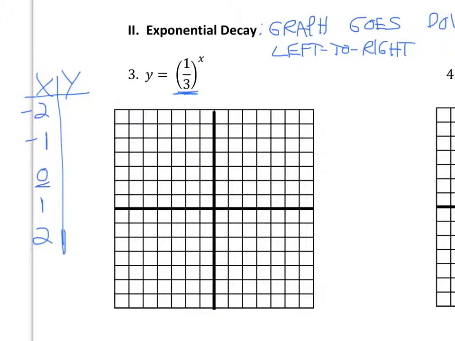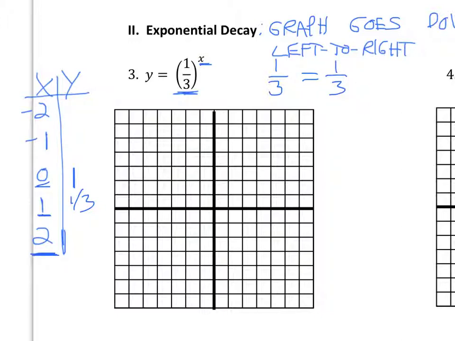So if I plug in 0, I have 1/3 to the 0. Remember, anything raised to the 0 is 1. So this Y value is 1, giving the point 0, 1. Okay, I'm going to put in x equals 1 next. When I put in 1, 1/3 to the 1 is just 1/3. Okay, if I put in 2 for x, it's 1/3 quantity squared.